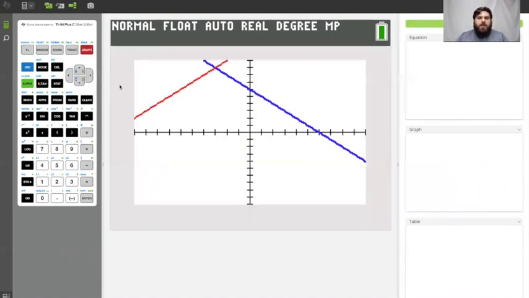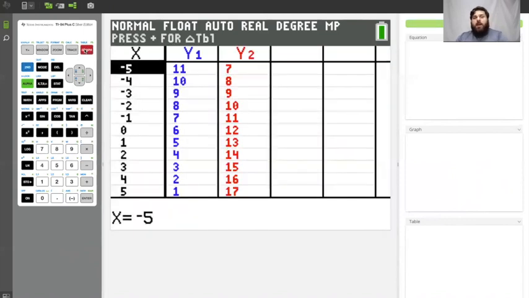Bam, there we go. There's the intersection point. So I can almost guess. It looks like -3, 1, 2, 3, 4, 5, 6, 7, 8, 9. Looks like -3, 9, but I want to be sure. First off, the table is an easy way to find out. Look at -3. When x is -3, you see how they're both 9. If they're the same y value, they're intersecting. Look at 3. See how 3 is 3, 3, and 3, 15?